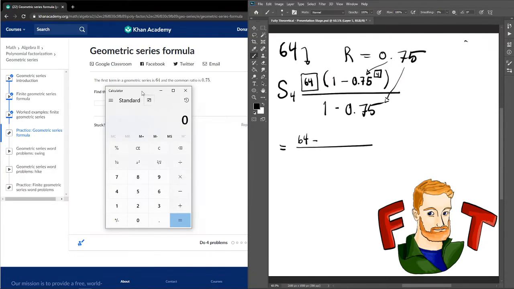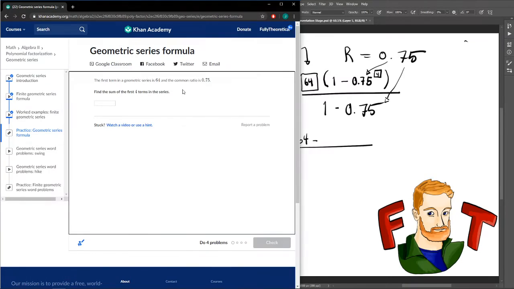Okay, here's the calculator. So we have 0.75 to the fourth, which is squared twice, so that'll be good enough. No, they don't want me to do that. For sure they don't. So maybe we can do it without. Getting back over here.